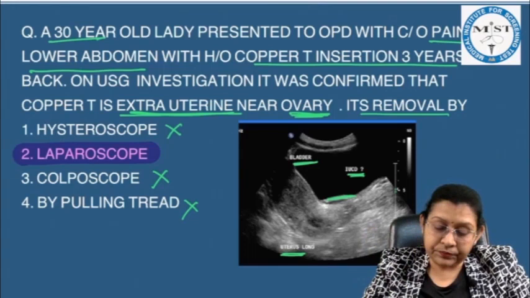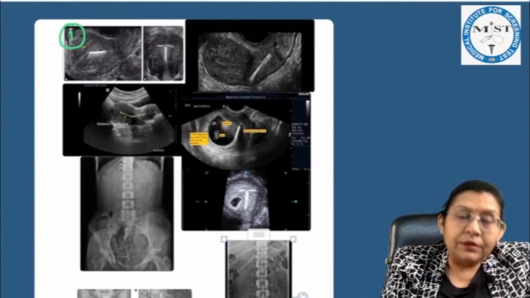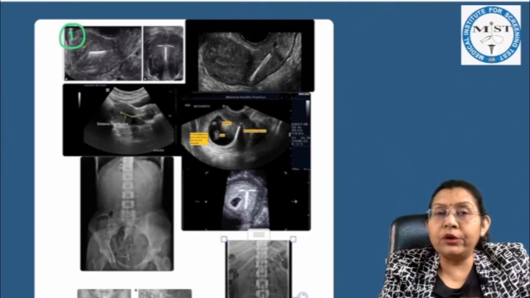And in our lectures, we have seen these images showing displaced IUCDs. Now, if you see image number one, this is showing the normal position of the IUCD. This is the longitudinal ultrasound section. And image number two is the transverse ultrasound section.